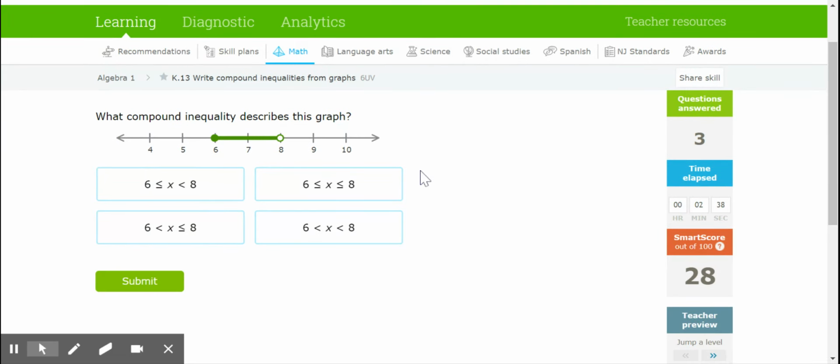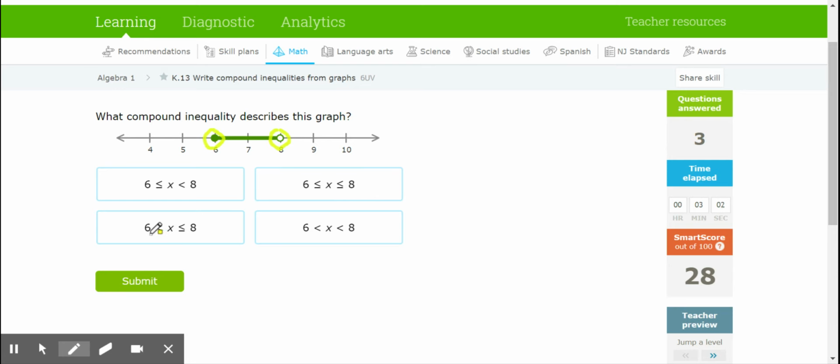Okay, probably only a couple more of the multiple choice, and then it'll switch over to you actually having to write the inequality yourself. So here we have a compound inequality. Since it's connected, it's an implied and. It goes from 6, including 6, to 8, but not including 8.